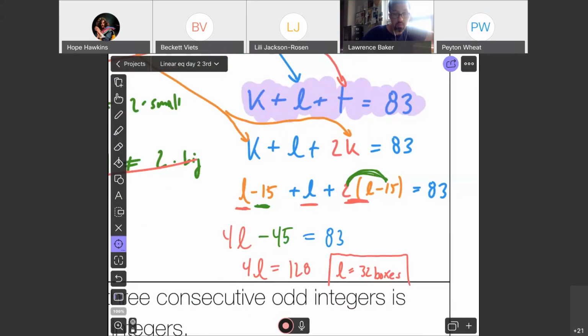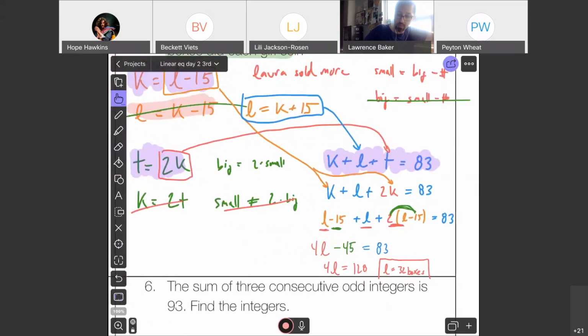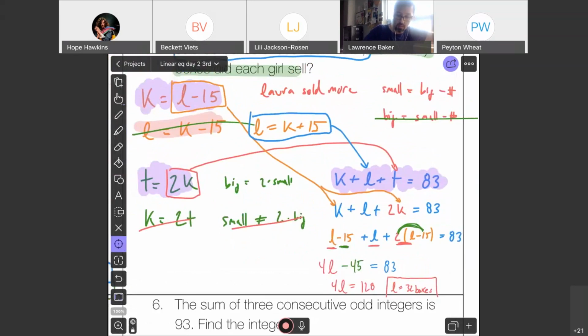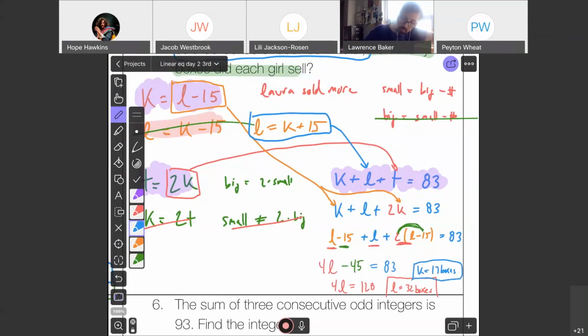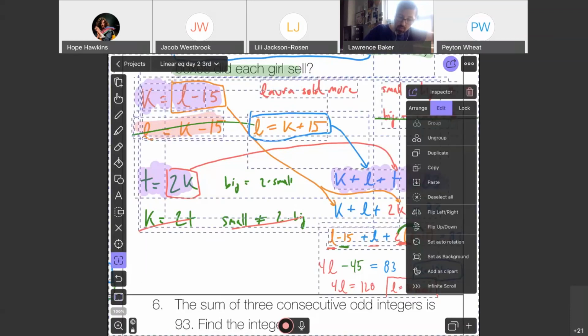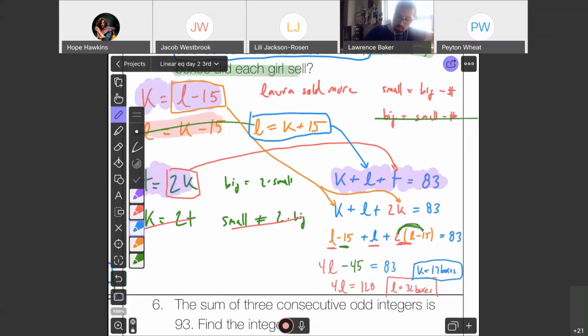So now that we know what Laura did, what can we figure out next? What Kelly did, because you can just put L in, and it'd be 32 minus 15, and that's what Kelly sold. So what's 32 minus 15? 17. So Kelly sold 17 boxes. And then what about Tia? Tia sold 2 times that, so that's 34. Yeah, Tia sold 2 times K. So 34 is 2 times 17.